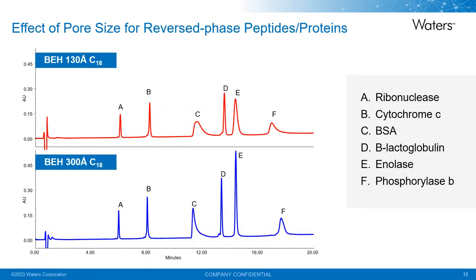Here we can see the effect of pore diameter for a given separation of a mixture of analytes that vary in size. It's immediately apparent that the protein peaks are sharper with the larger pore size, and that's really not a great surprise. We note that the effect tends to be more pronounced for the larger, later eluting proteins like BSA, enolase, and phosphorylase.